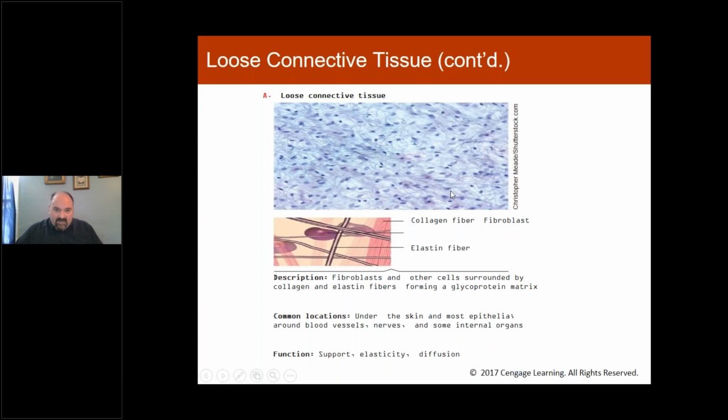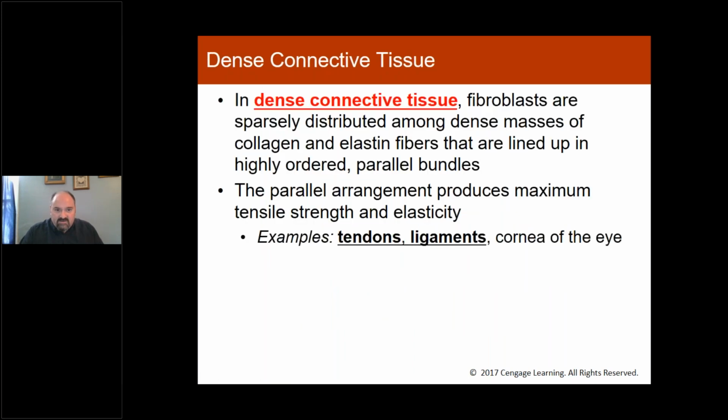Okay, so here we have an example also of loose connective tissue. I showed you that on the internet there and such. Dense connective tissue. So when you think dense connective tissue, think tendons and ligaments. Also quite interesting, think the cornea of the eye.